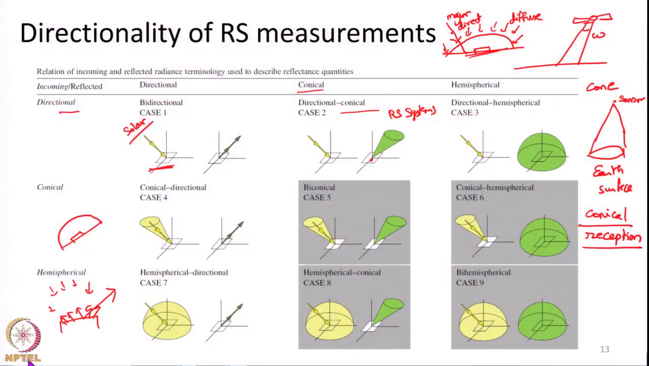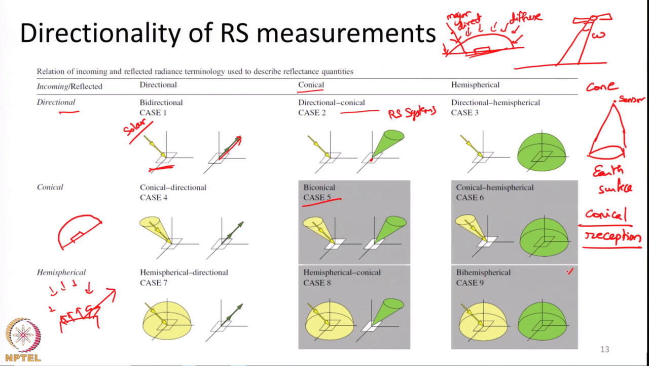If we combine all of them, we get these 9 different possibilities given in this particular slide. That's what is given as 9 different objects. That is, incoming energy treated as coming in from exactly one particular direction, outgoing energy also treated exactly as going in one particular direction. Similarly, I go to this case 5, incoming energy is considered as coming in the form of a cone, outgoing energy is also considered to be measured within a cone.